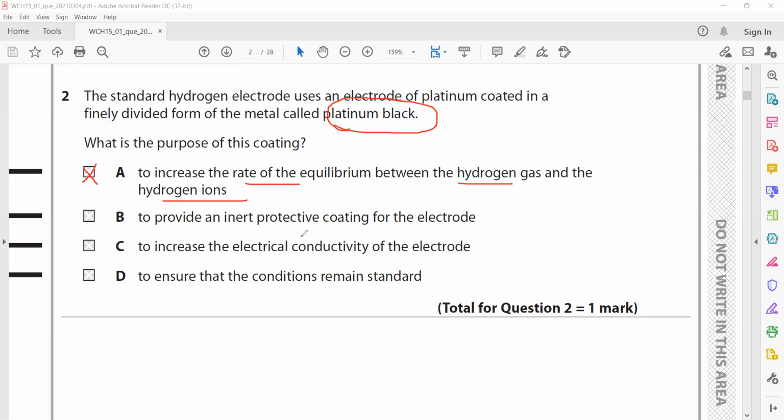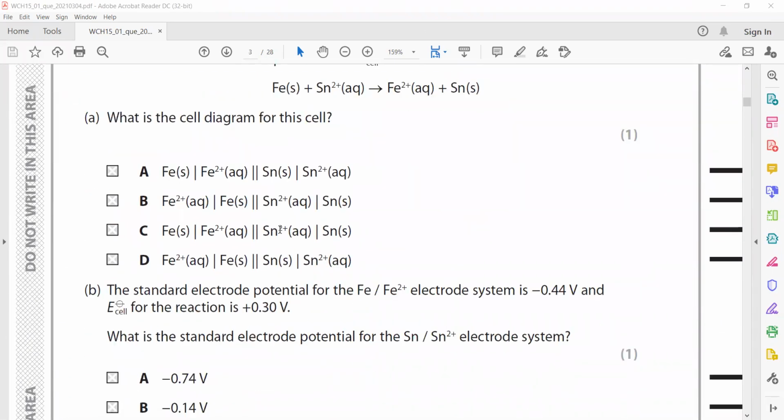It is not to provide an inert protective coating, or increase the electrical conductivity, or ensure the conditions remain standard. The main purpose is to increase the rate of the decomposition of hydrogen molecule into hydrogen ion, as well as hydrogen ion turning into hydrogen molecule.